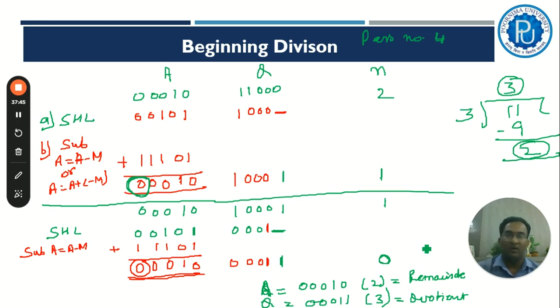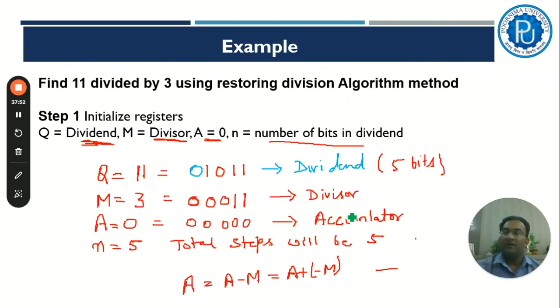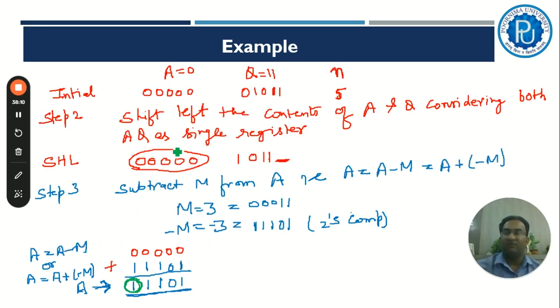So in this way, all the steps are followed. Let us go over it once again. Initially, we have initialized all the registers. The value of the dividend is held by Q. The value of the divisor is held by M. The initial value of the accumulator will be 0 and N will be equal to the number of bits in the dividend. In each and every step, we have done the shift left operation, the subtraction operation, and after that we check the value of A.